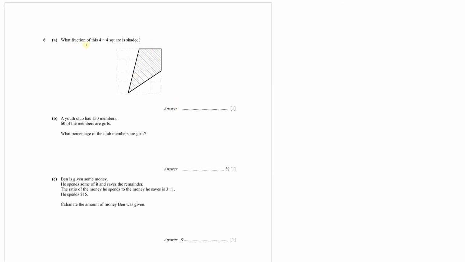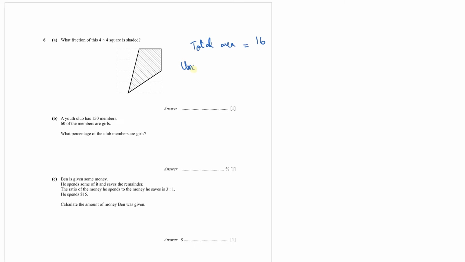Question number 6 is, what fraction of this 4 by 4 square is shaded? If you look at the shaded region, it has fractional squares that are shaded, which are quite hard to calculate. But the unshaded region is easier to calculate. So we can calculate the total area and subtract the unshaded region to get the fraction that is shaded. You have a 4 by 4 square, so the total area is 16.